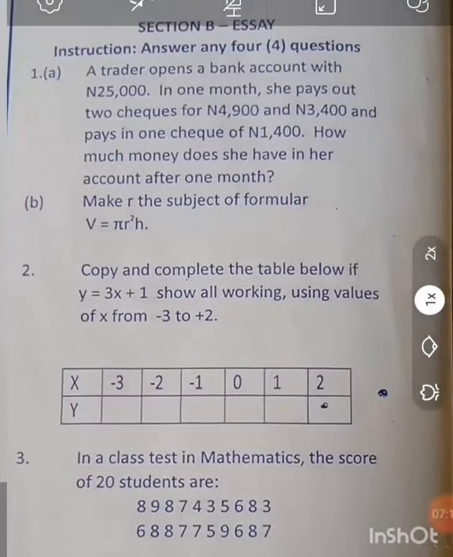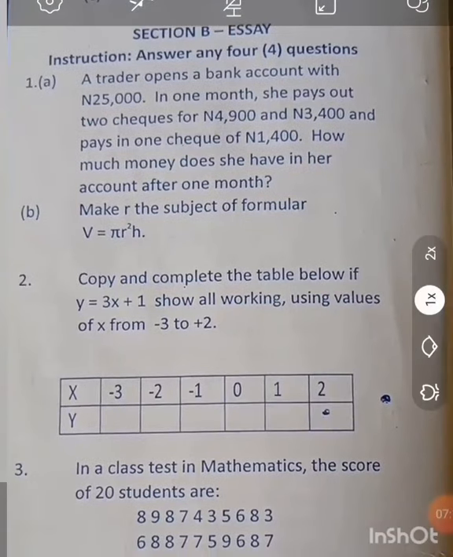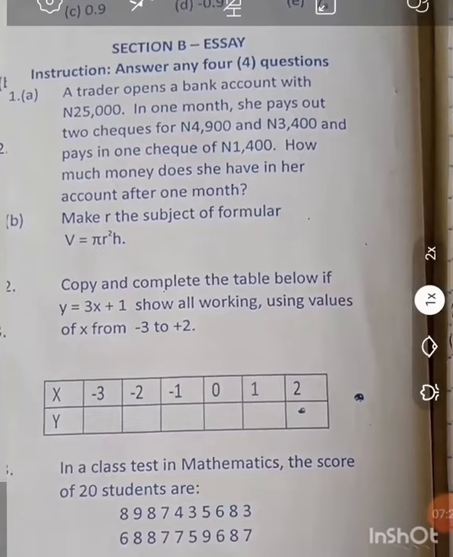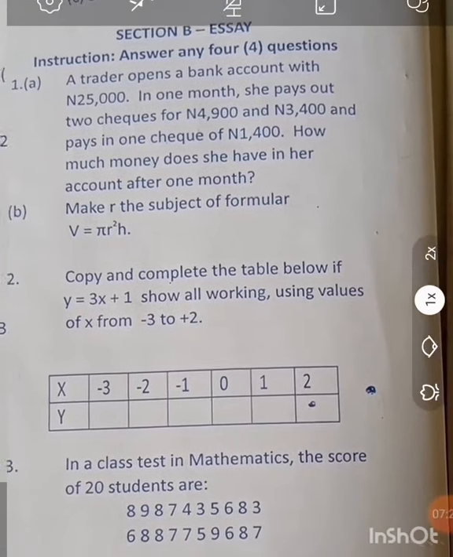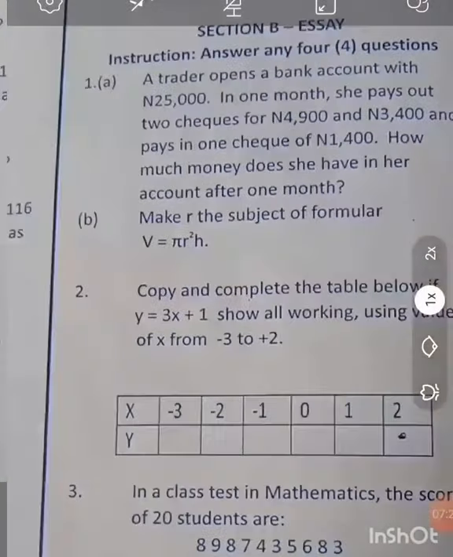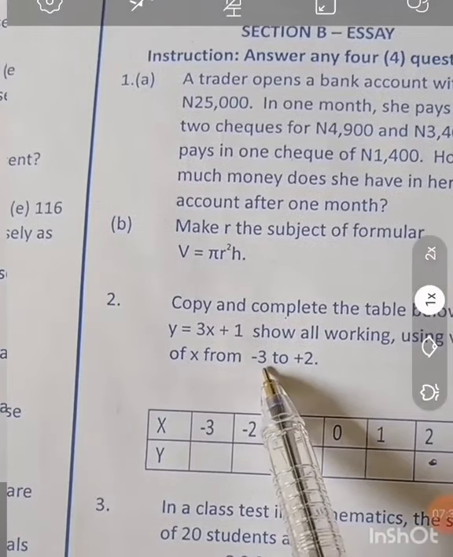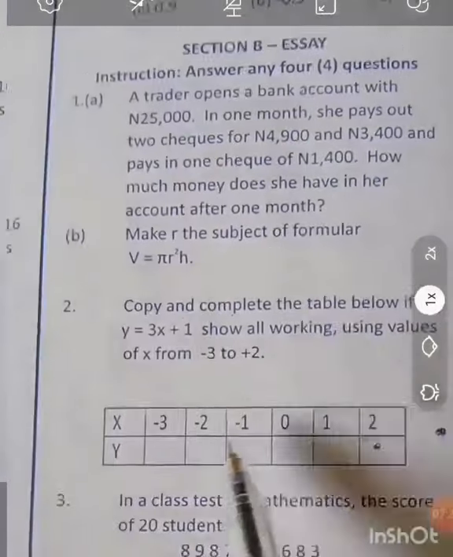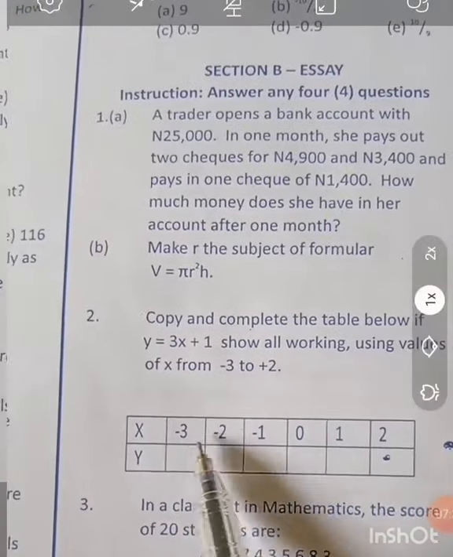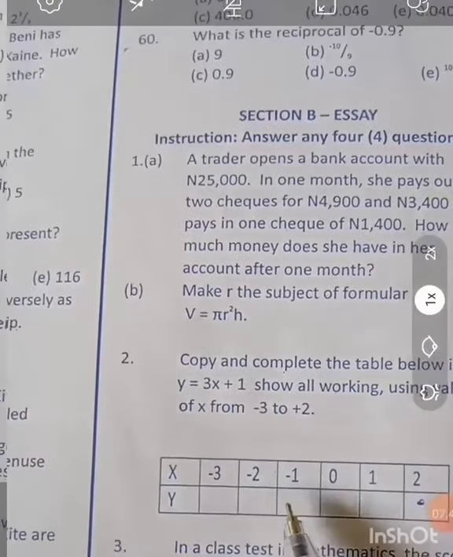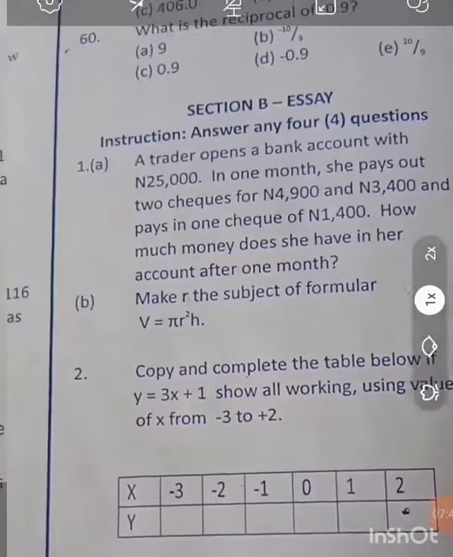Question number 2 said, copy and complete the table below if y is equal to 3x plus 1. Show all working using values of x from -3 to +2. What are they giving you? They have already given you the values of x to be -3, -2, -1, 0, 1, 2. You are asked to find the value of y, which means just substitute each into this equation and you get the value for each of them. So we are going to do that very fast.